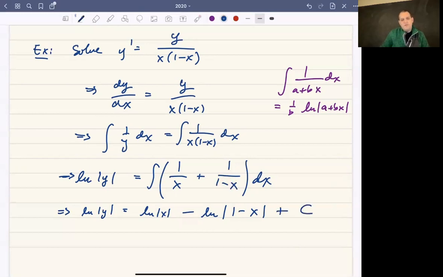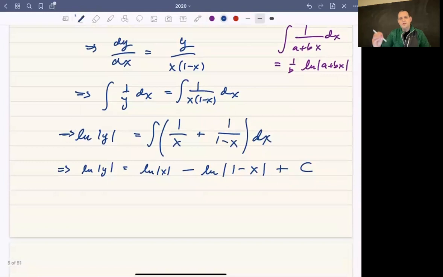And then finally, we solve for y, at least as much as we can. Let's see how far we can get. Sometimes it's not possible to solve explicitly for y, and we just have to leave it in a certain form. In this case, I think we can solve for y pretty much. So let's exponentiate both sides. We're going to end up with e to the natural log of the absolute value of y is equal to e to the natural log of the absolute value of x over the absolute value of 1 minus x, times e to the c.